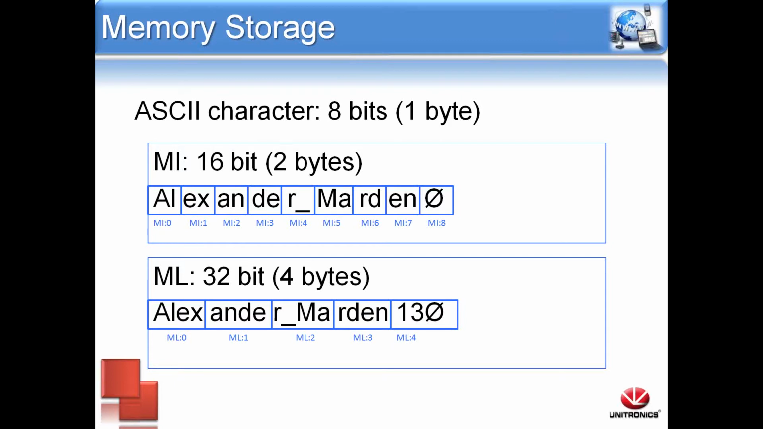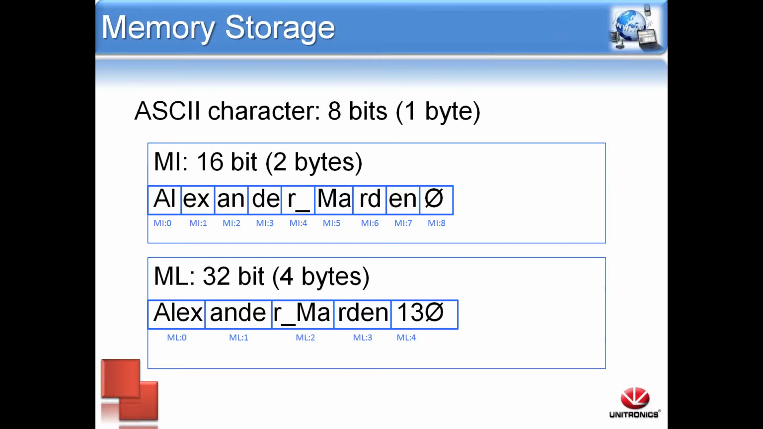Next, it is important to know how the ASCII characters are stored. Each ASCII character is defined by 8 bits of information. 8 bits is the same as 1 byte. Therefore, a memory integer, being 16 bits, or 2 bytes, can contain 2 separate ASCII characters. A memory long, at 32 bits, or 4 bytes, can contain 4 characters as shown.